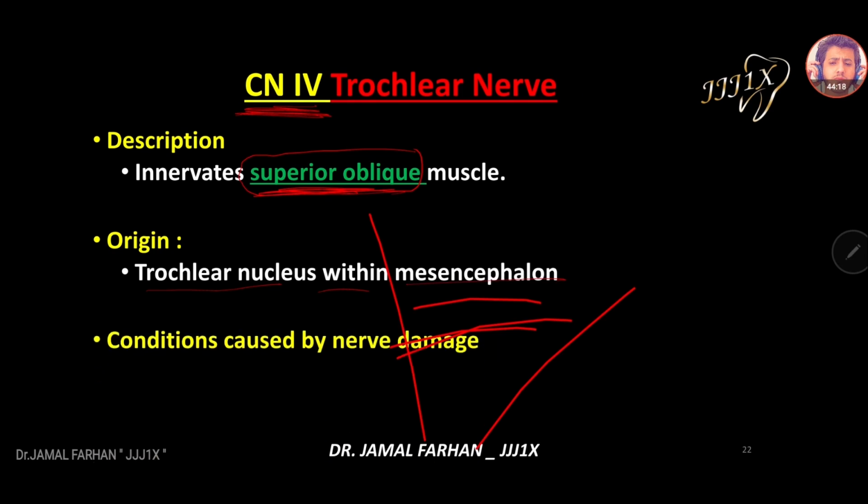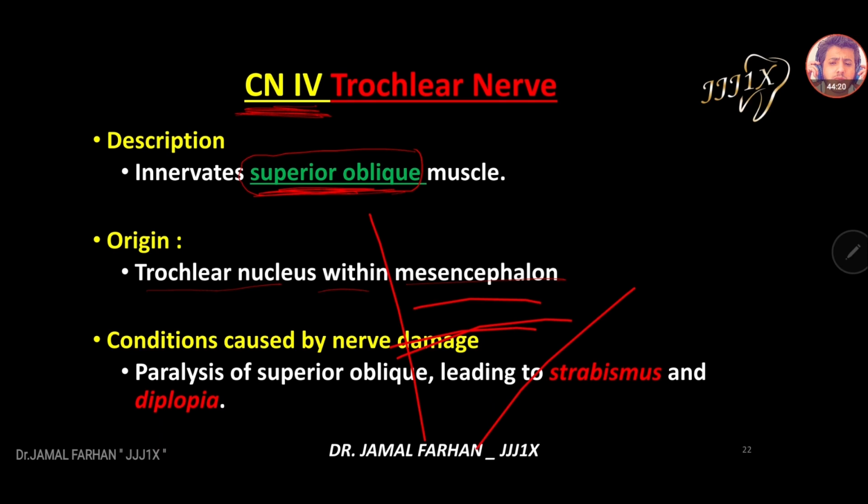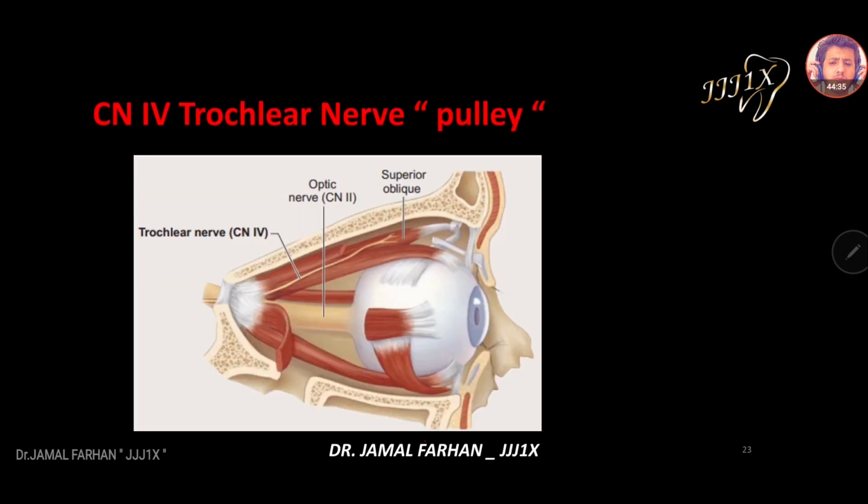Condition caused by the nerve damage. If there is nerve damage to this nerve, it will lead to paralysis of the superior oblique, leading to strabismus and diplopia. Okay.